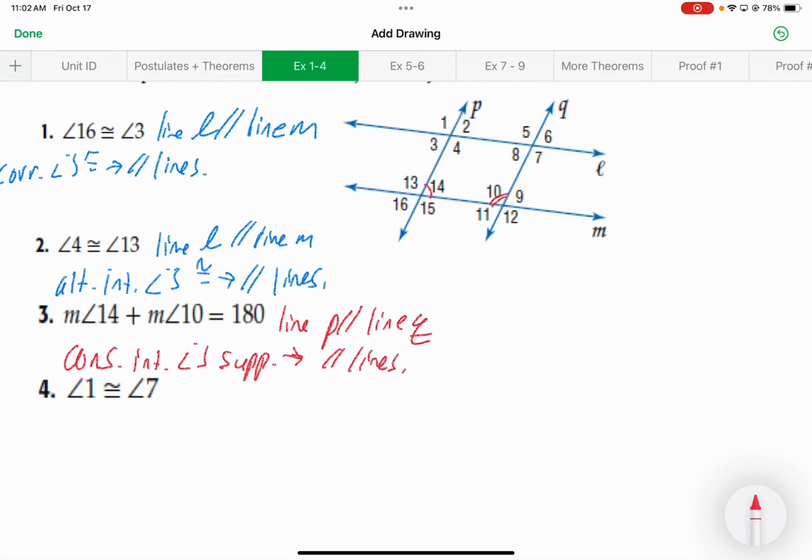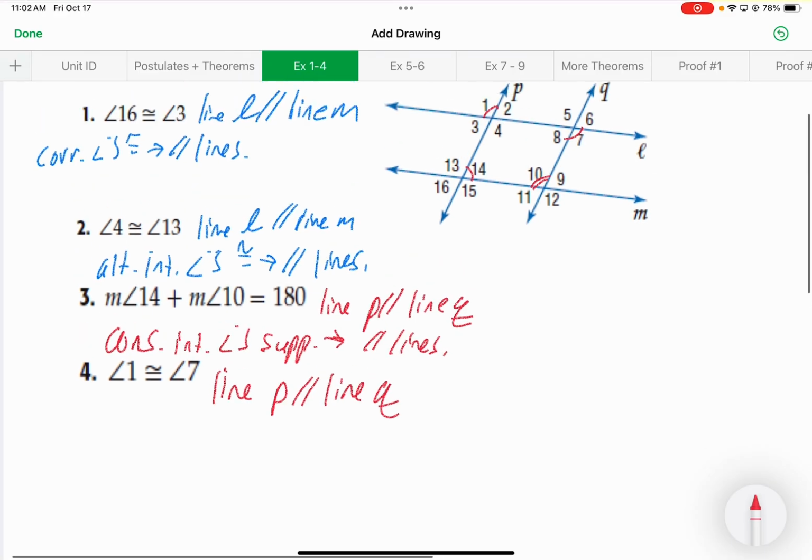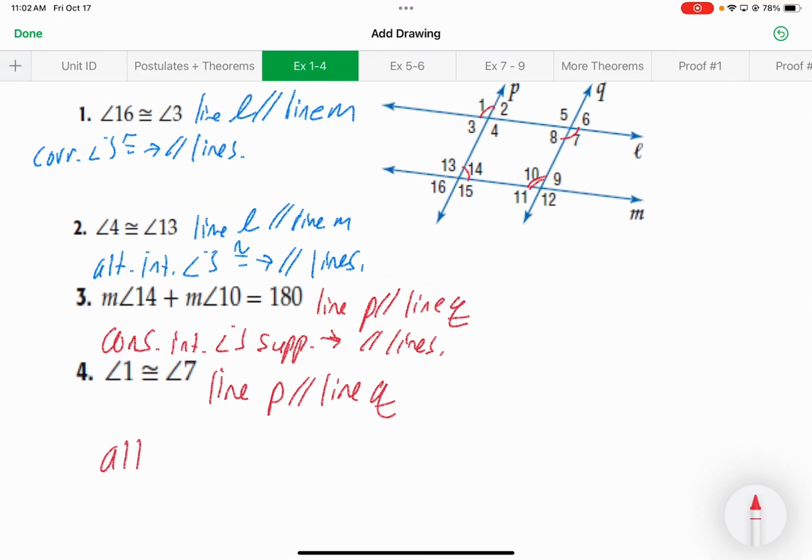All right, last but not least, 1 is congruent to 7. What type of angles do I have in angle 1 and angle 7? Alternate exterior. You bet your bottom dollar they are. So then what lines would be parallel to each other? P and Q, good. So line P parallel to line Q. And then we would say, you said what? Alternate exterior? Alternate exterior angles congruent imply parallel lines.